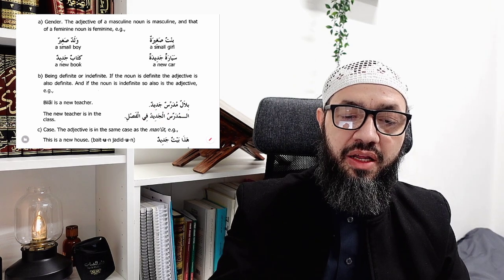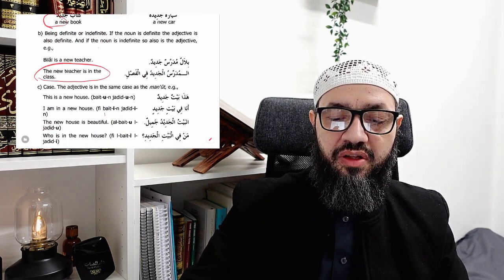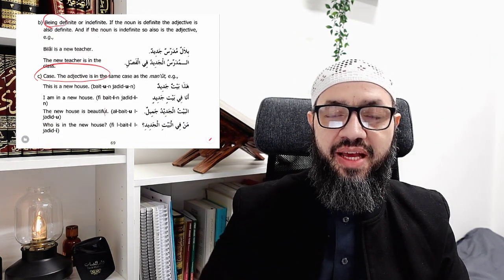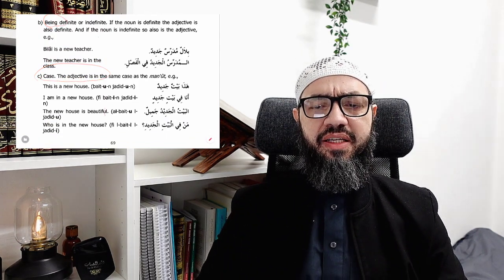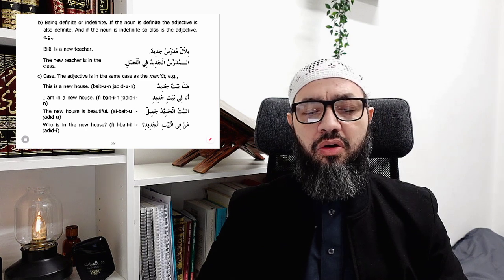So number one, it agrees in gender. Number two, it agrees in it being definite or indefinite. Number three is the case. What does it mean by the case? The case really speaks about the i'rab. Does this word have a marfu' ending, or a mansub ending, or a majroor ending? That's what it means by case, and you'll see that here.